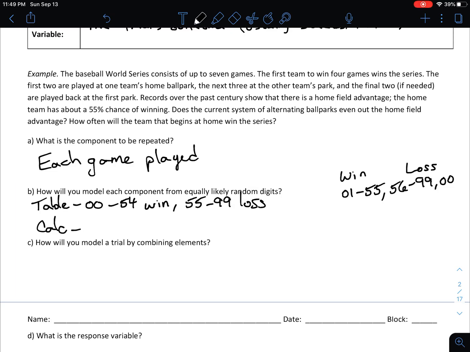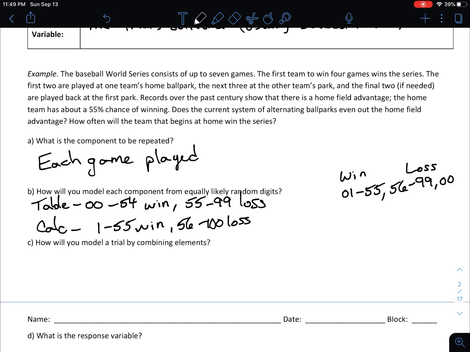Calculator, a little bit more straightforward. For a calculator, you can just say the numbers 1 through 55 are a win, and then 56 up through 100 are a loss. The nice part about using a calculator is you get to use numbers that you would probably be more familiar with, more comfortable with in the first place.